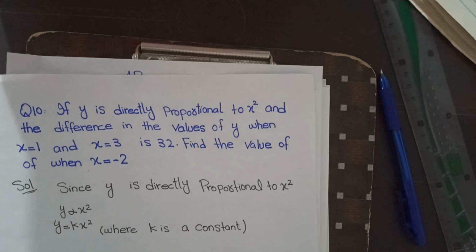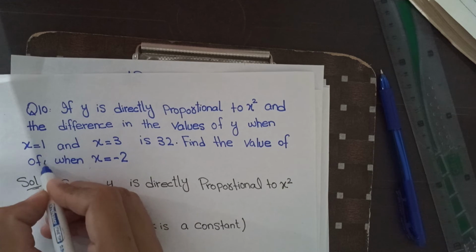Question number 10 is: if y is directly proportional to x square and the difference in the value of y when x is equal to 1 and x is equal to 3 is 32. Find the value of y when x is equal to minus 2. Find the value of y.